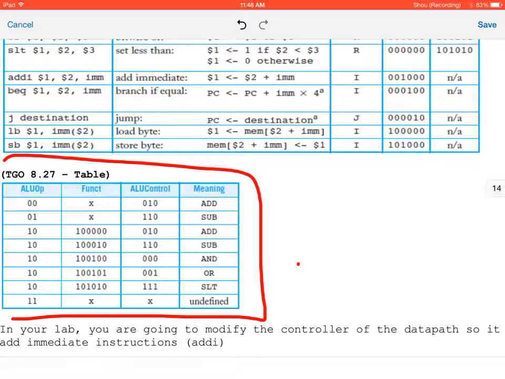So it's going to send out add. You see how this 0, 1, 0 and 0, 1, 0 here are the same? That means it's going to send out the same value. What's going to be different is what's going into the other inputs of the ALU.